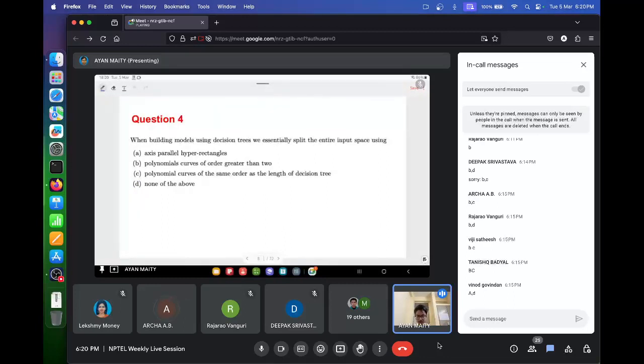Question 4. Lack of smoothness of a particular surface. It is a characteristic of decision tree.